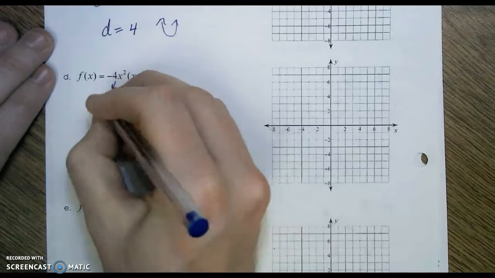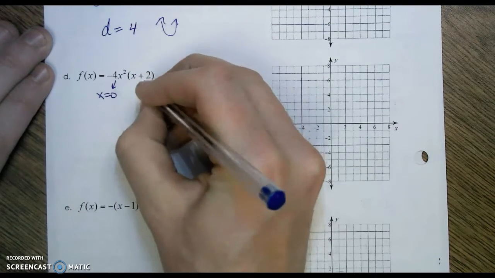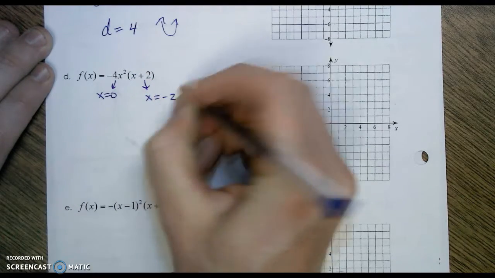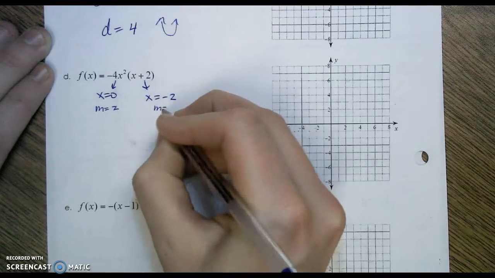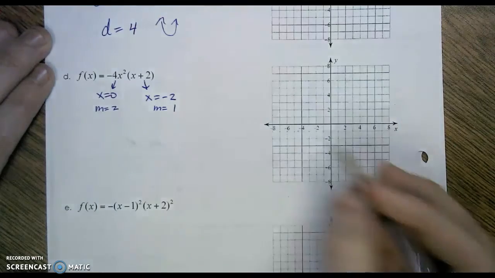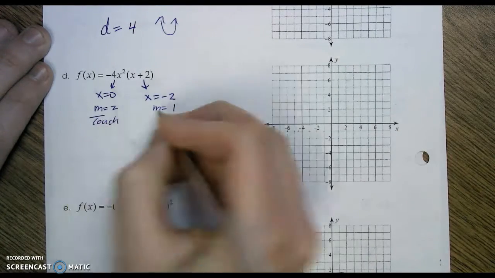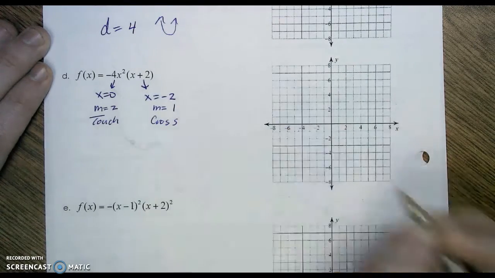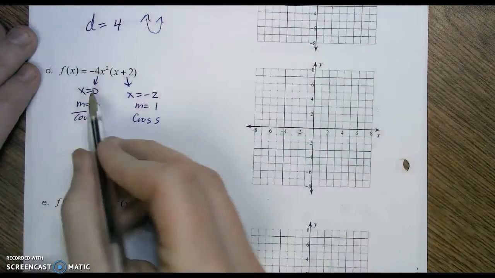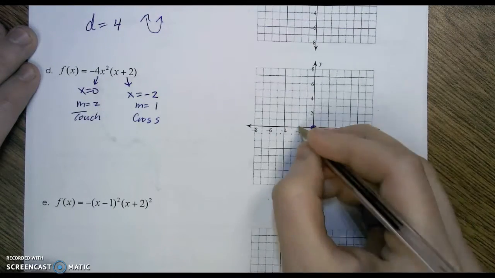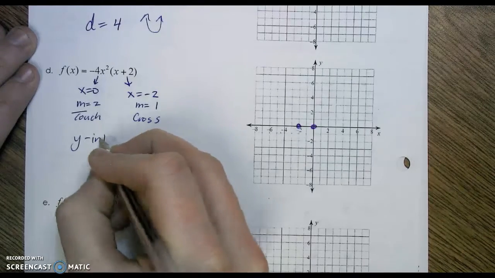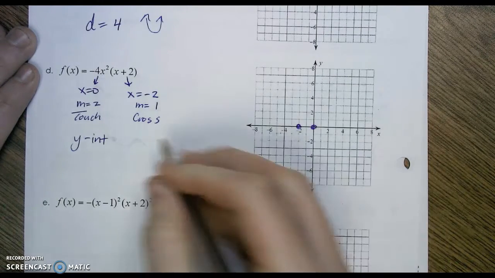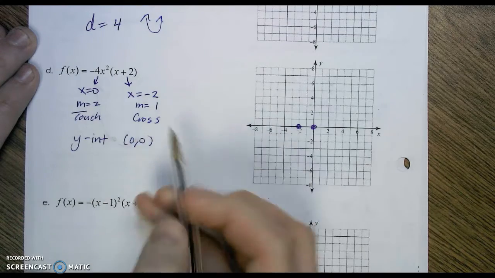Here I'm going to get x equals 0, and here x equals negative 2. 0 has a multiplicity of 2 because of the squared. This has multiplicity 1, which means it's going to touch and cross. And let's plot those. So I've got a point at 0 and a point at negative 2. I don't need to look for my y-intercept because I already know it's crossing the y at 0. But I could figure it out by plugging 0 into the function.